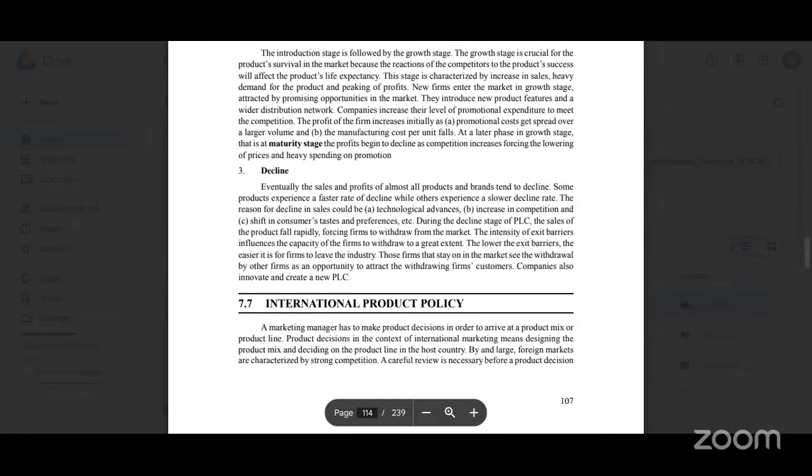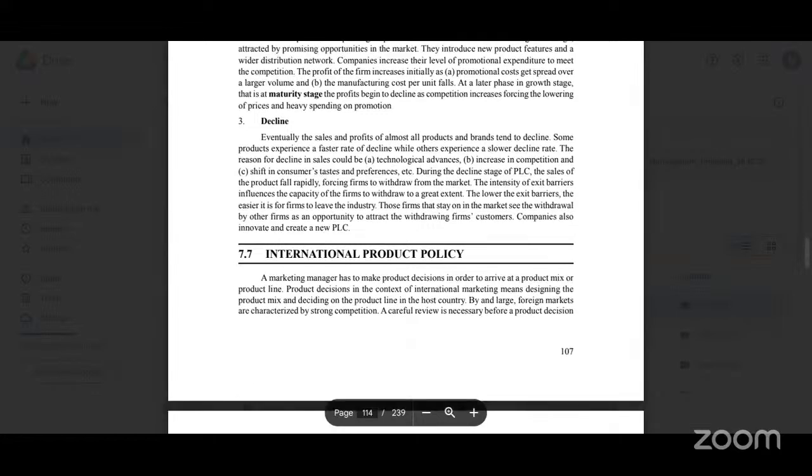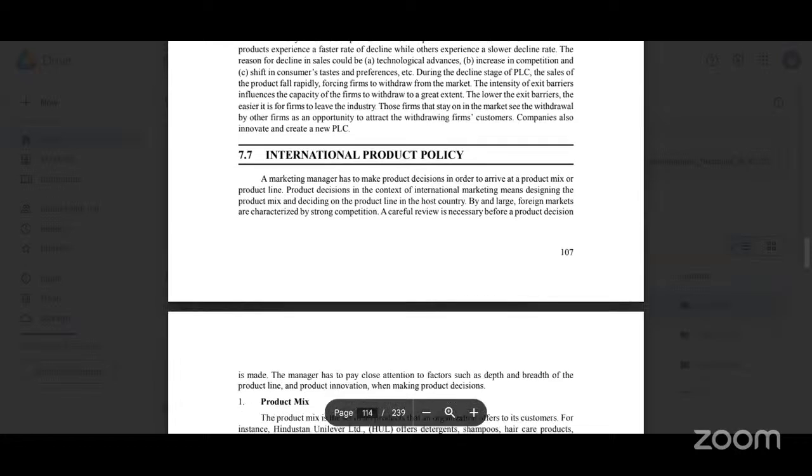During this stage, the sales of the product fall rapidly, forcing firms to withdraw from the new market that they had entered a while ago. That is the international market. And there is also another consideration, that is the intensity of exit barriers, which influences the capacity of the firms to withdraw to a great extent. So the lower the exit barriers, the easier it is for firms to leave the industry.